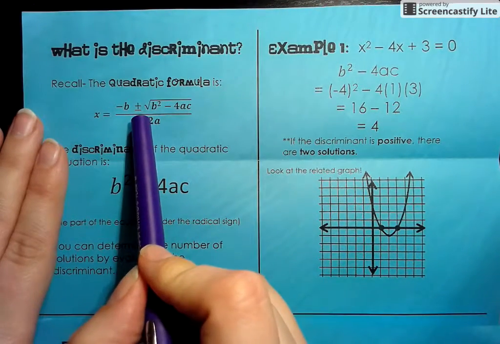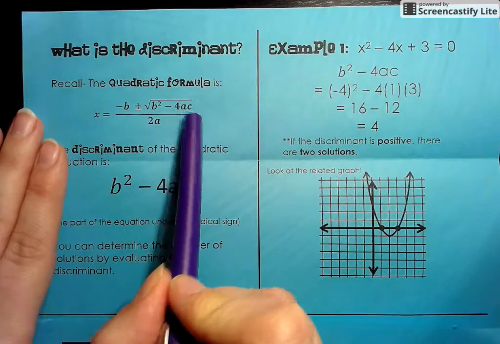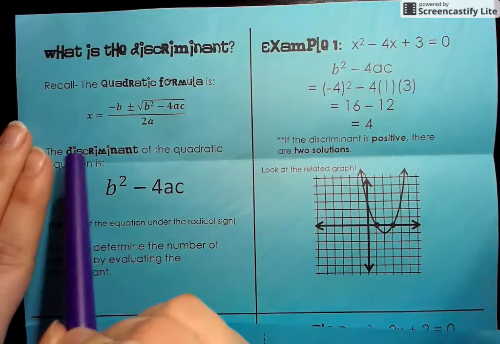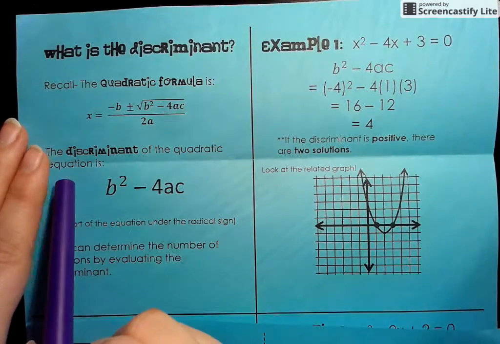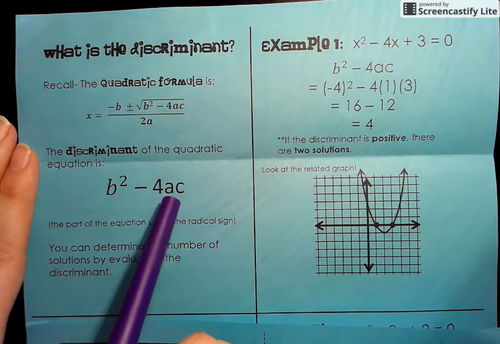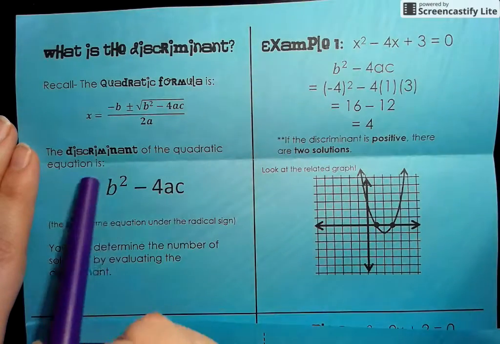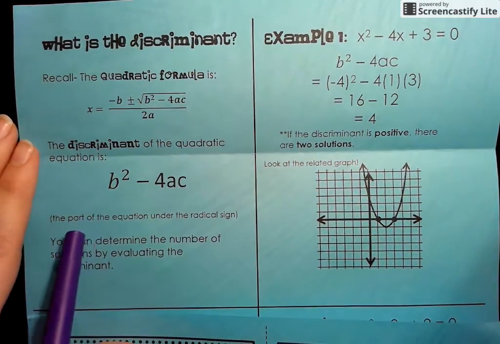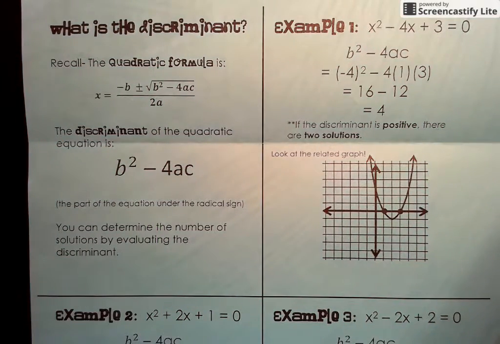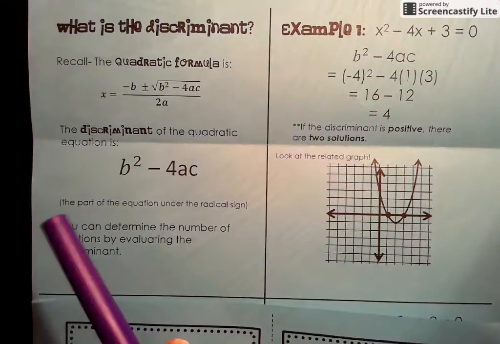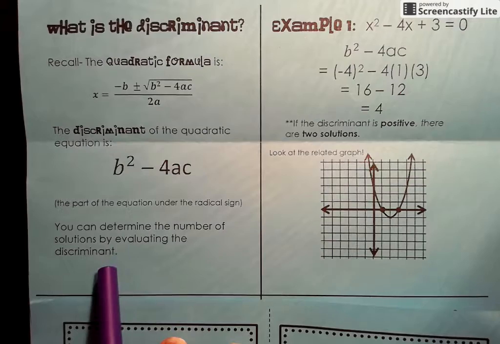Now, dealing with the discriminant, if you recall the quadratic formula, which is x equals negative b plus or minus the square root of b squared minus 4ac, all over 2a. The discriminant of the quadratic equation is b squared minus 4ac. This is all that we're looking at right now. It's basically the part underneath the radical sign. You can determine the number of solutions by evaluating the discriminant.